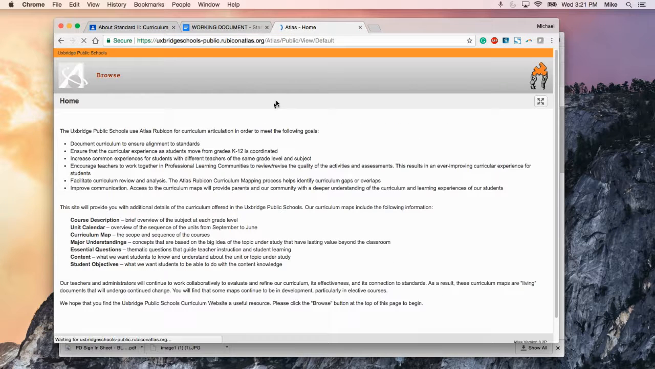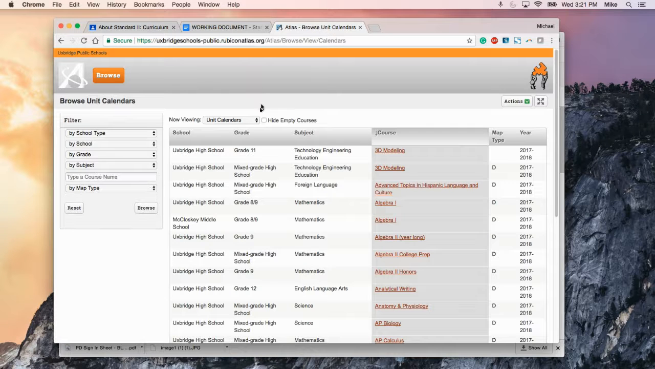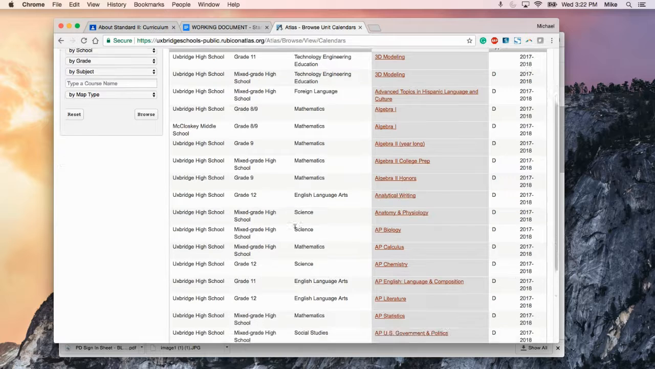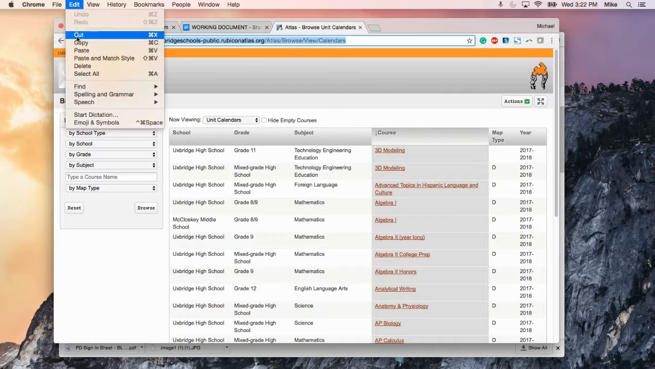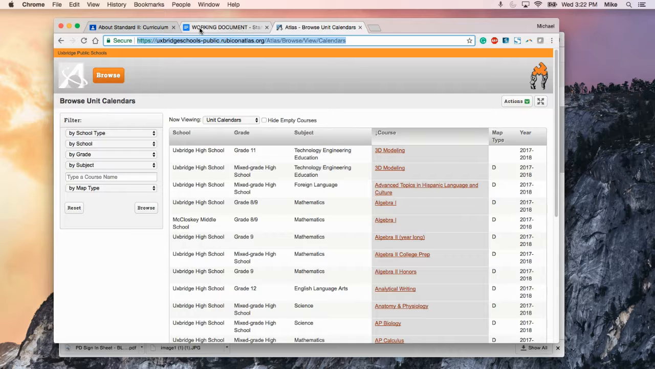There's the public view of it, which is really all we need. But if we want to make sure people see it, we'll go into the browse. Here we see all of the different maps that people can go into. Let's just say we're going to use this particular link. So we highlight it and we copy it, and we go back over to the working document.